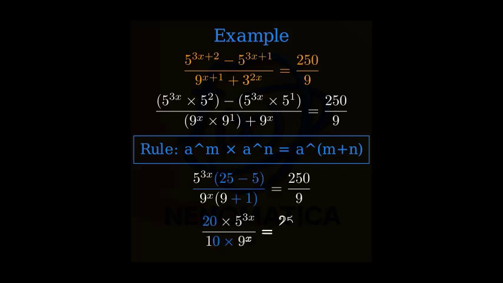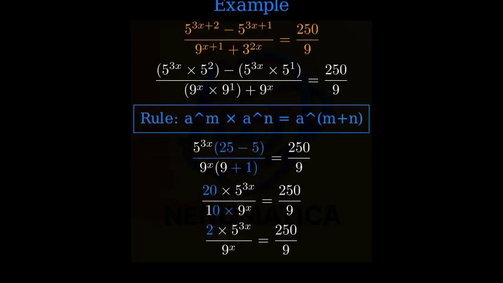Let's continue our simplification. We know that 25 minus 5 equals 20, and 9 plus 1 equals 10. So our equation becomes 20 times 5 to the power of 3x divided by 10 times 9 to the power of x equals 250 divided by 9. Now we can simplify the constant terms in our fraction. We can divide both 20 and 10 by their greatest common divisor, which is 10, giving us 2 and 1. So our equation becomes 2 times 5 to the power of 3x divided by 9 to the power of x equals 250 divided by 9.